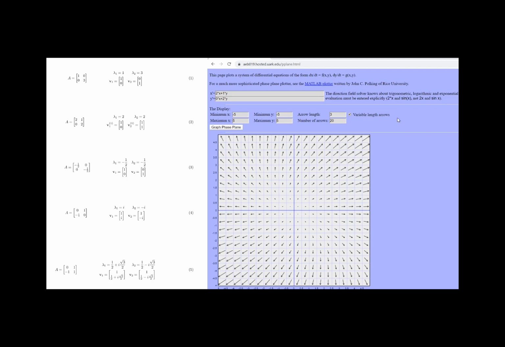Let's see how that plays out in terms of graphing solutions or plotting trajectories. All right, let's plot a few and kind of see what's going on with them.